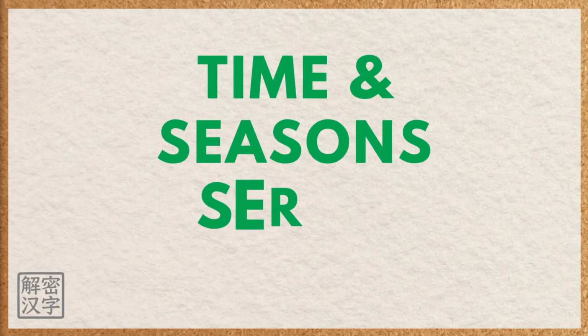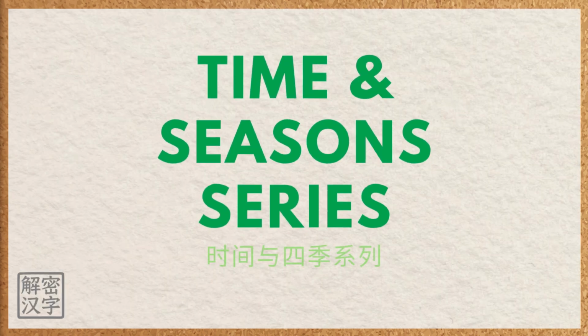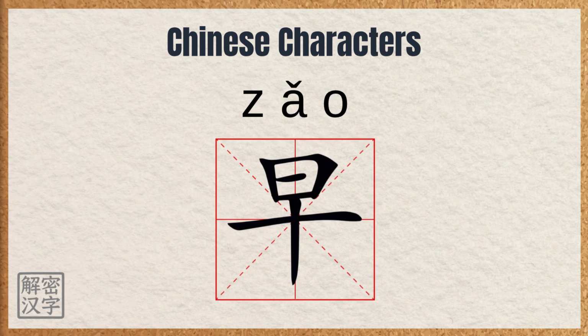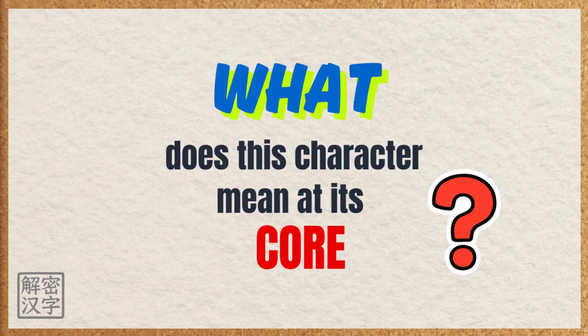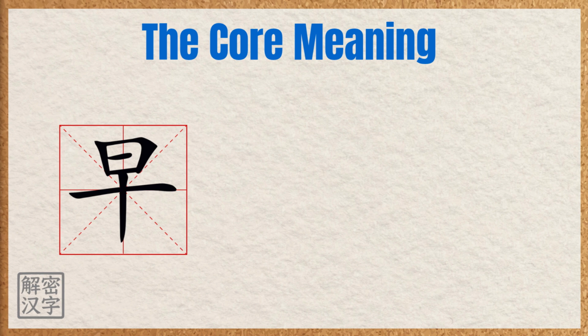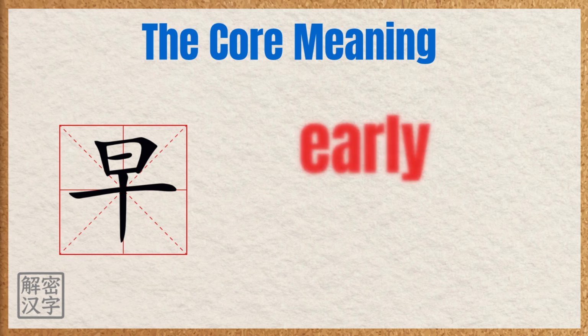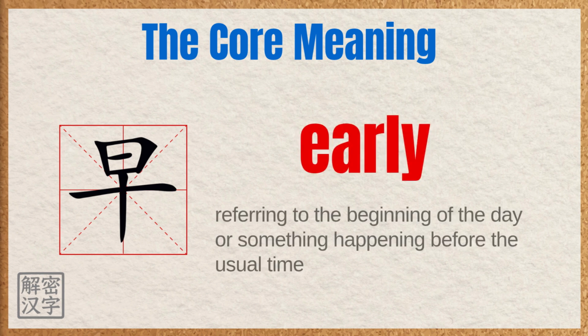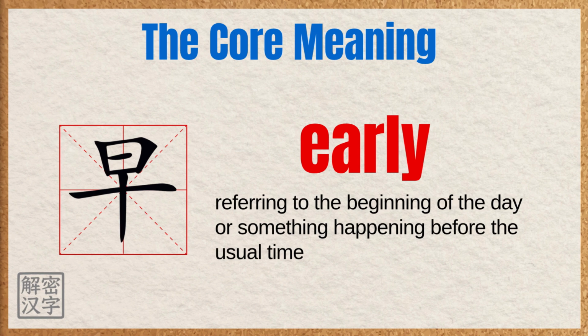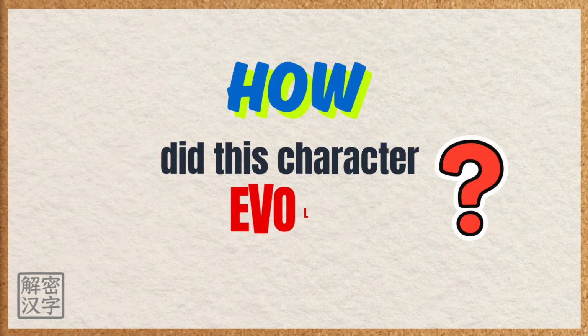Today, let's continue our Time and Seasons series. We're learning the character Zao. What does this character mean at its core? At its core, the character Zao means early, referring to the beginning of the day or something happening before the usual time. How did this character evolve over time?